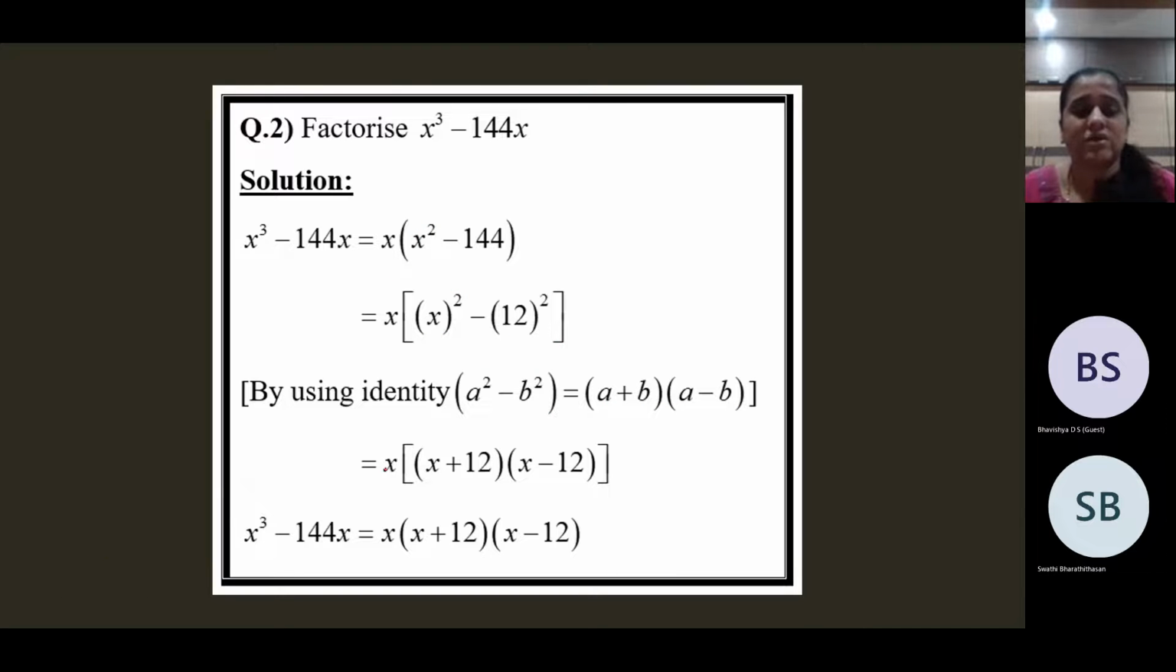So you get x outside as it is. X plus 12 into x minus 12. Then next step, I've just removed the square bracket. That's all. X into x plus 12 into x minus 12, or x into x minus 12 into x plus 12. Any order. So Swati, this is missing. You've only done this. This factorization you have not done. So 3 by 4 on 2.